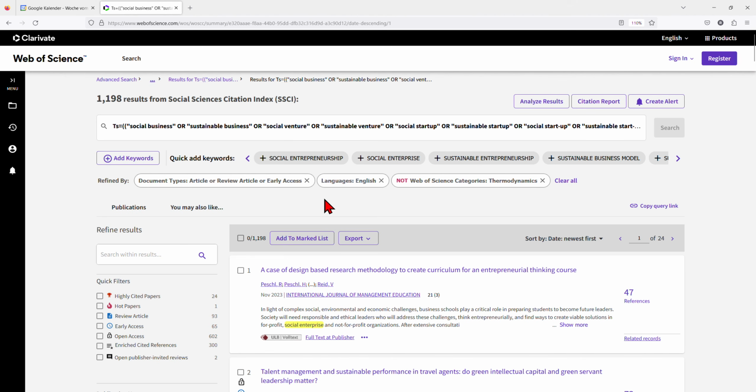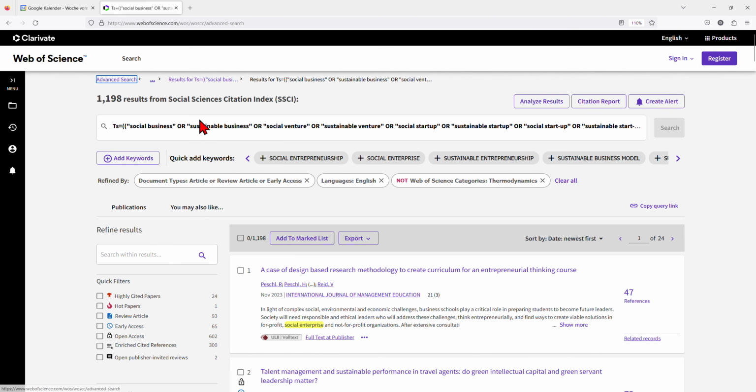Okay, and then just a few things that might be interesting beyond search strategy. What I really like is this copy query link. If you do that, you get a permanent link that brings you specifically to this search with all the restrictions. So if you want to share it with someone, you can just share the link, and this person then arrives at exactly the same search with exactly the same results. So that is really helpful.